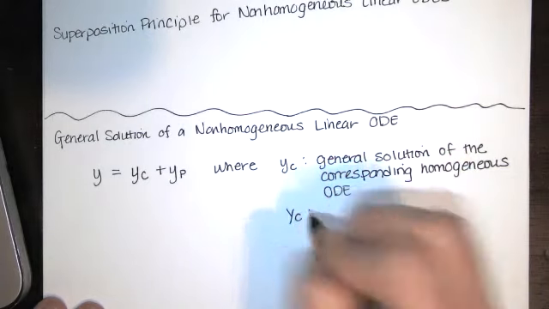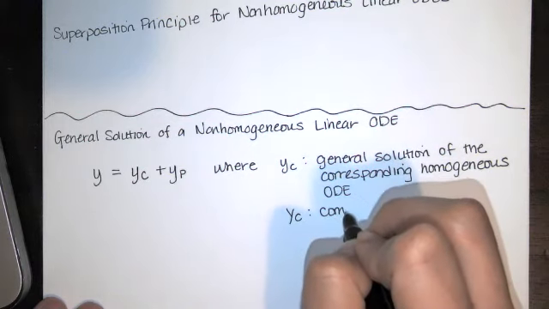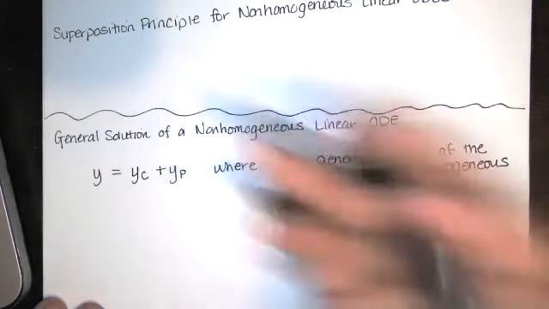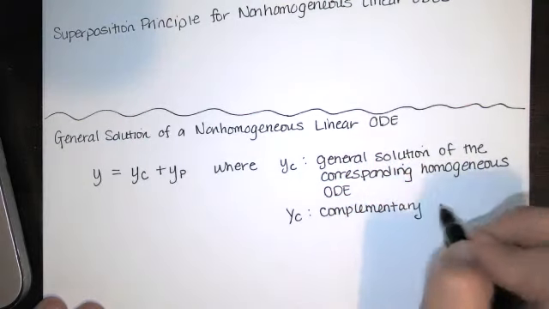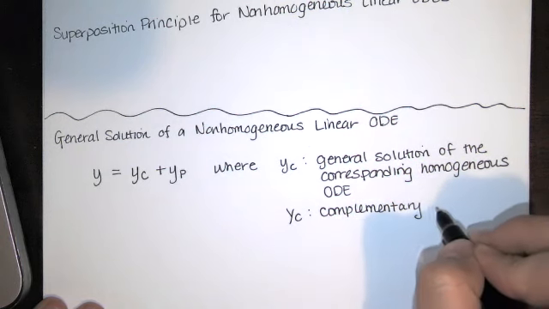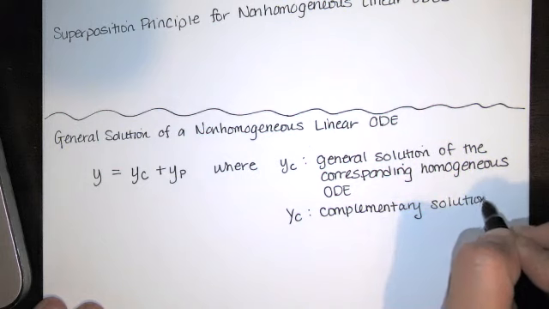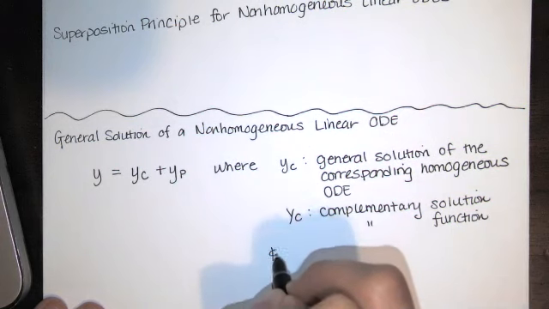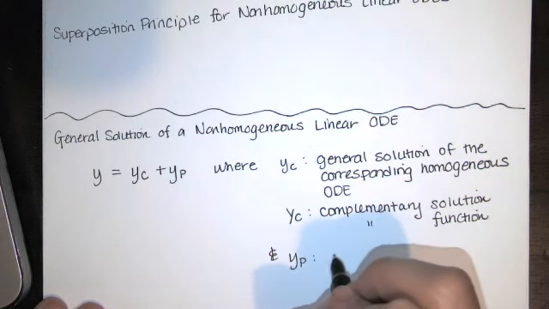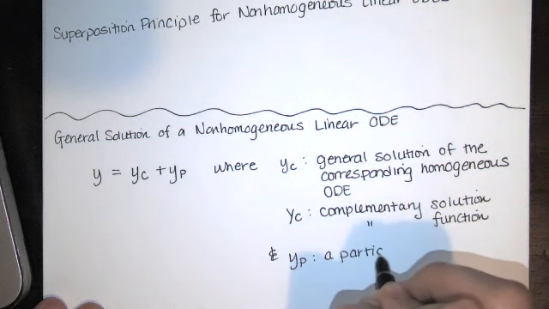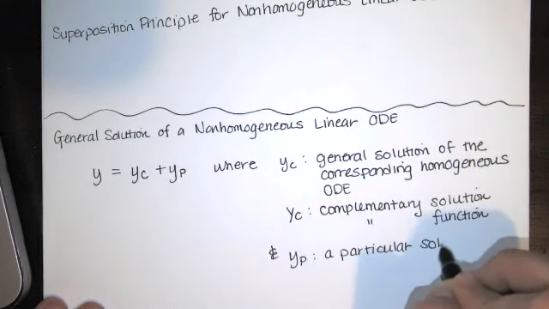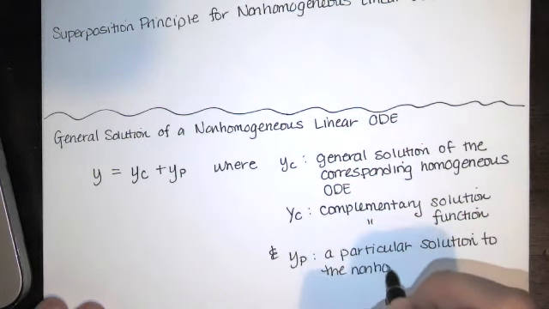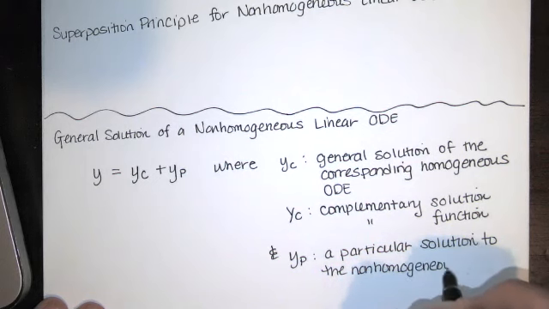Now, y sub c has some names. It's called the complementary solution. It's not giving you complements, it's complementing the particular solution. It's an E, not an I. Or sometimes it's called the complementary function. And y sub p is a particular solution to the non-homogeneous ordinary differential equation.